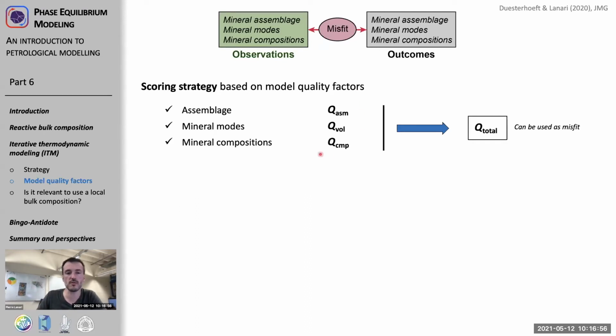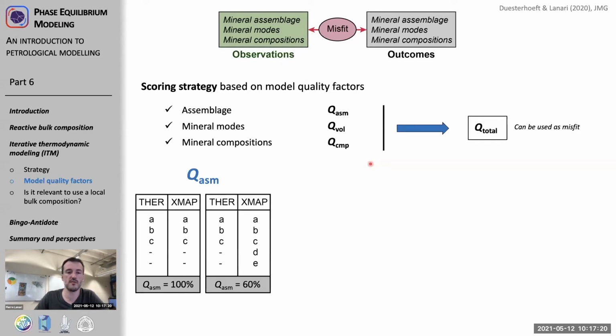So you can combine those three independent model quality factors into a dependent one that will be the Q total, which combines all of those values. And then you can use this Q total as a misfit parameter, so you can run the inversion of your problem. But for that, we need to estimate those values of QASM, Q volume, and QCMP. And I'm going to show you an example of what those values of the model quality factors mean.